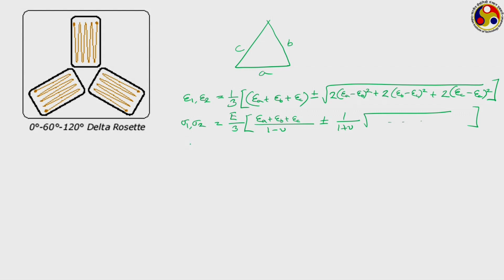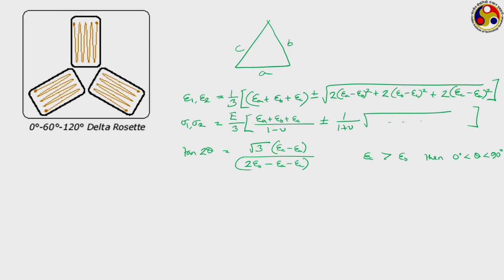And the criterion for tan 2 theta in this particular case is slightly different. It is root 3 into epsilon c minus epsilon a, divided by twice epsilon b minus epsilon a minus epsilon c, and the criterion is if epsilon c is greater than epsilon a, then theta will lie in the first quadrant. So, using this we can do the calculation for this delta rosette.